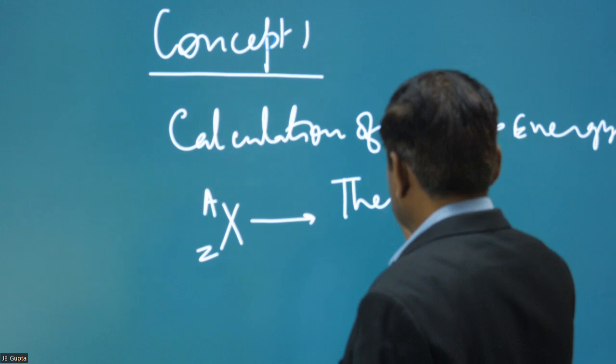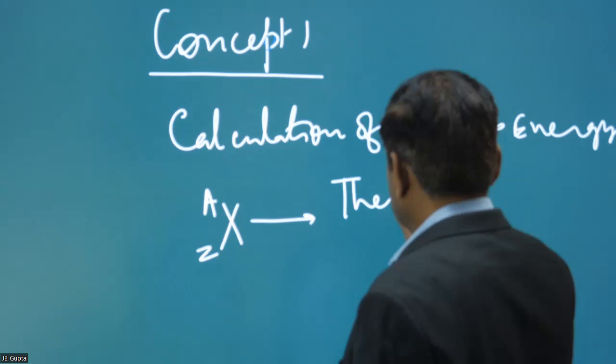is equal to ZMP, Z of the mass of the proton, plus A minus Z will be the number of neutrons. So A minus Z into Mn, mass of the neutron, this is the theoretical mass of the nucleus, right?